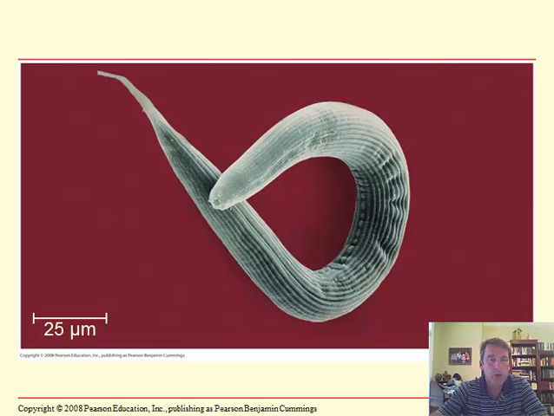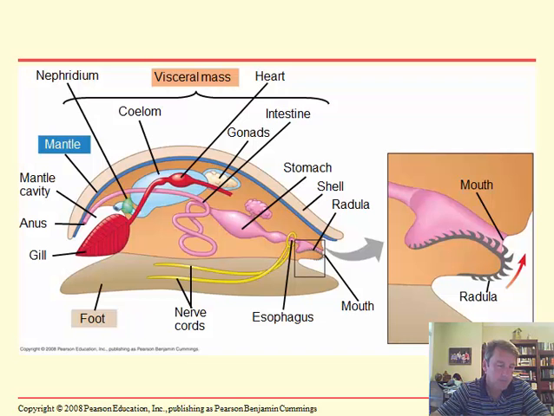Okay, the next group we're going to look at is the phylum Mollusca, the mollusks, and they are diverse. They are a diverse group. They're found in most habitats, salt, freshwater, and land. And there's a lot of different types of characteristics we see in the mollusks.